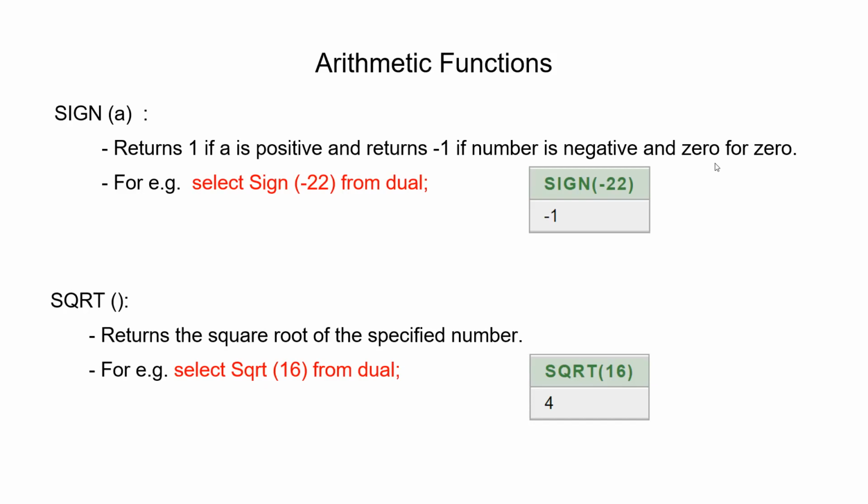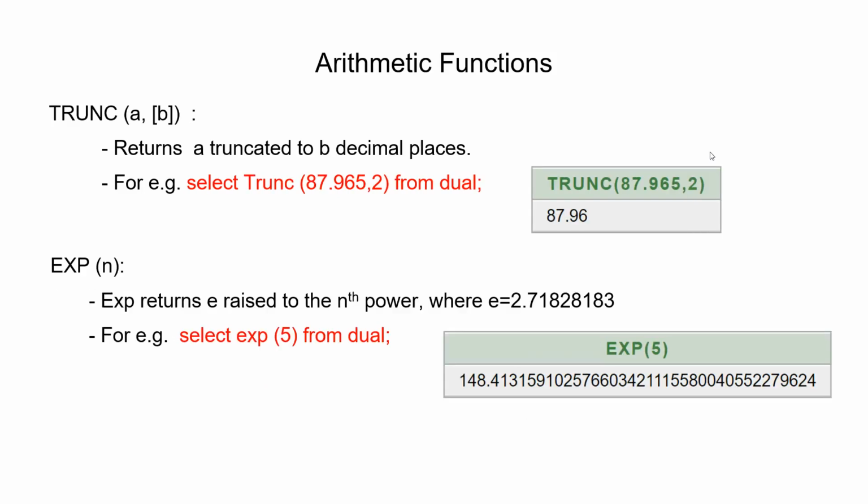Then the next function is sqrt. This stands for square root. So it gives the square root of the specified number. So select sqrt of 16 means it will give the square root of 16. So the output is 4.